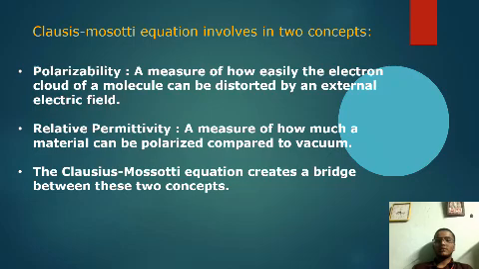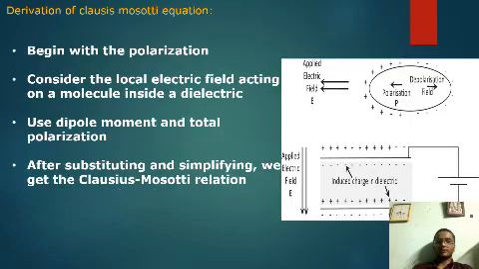The Clausius-Mossotti equation involves two concepts: polarizability, a measure of how easily the electron cloud of a molecule can be distorted by an external electric field; and relative permittivity, a measure of how much a material can be polarized compared to vacuum. The Clausius-Mossotti equation creates a bridge between these two concepts.